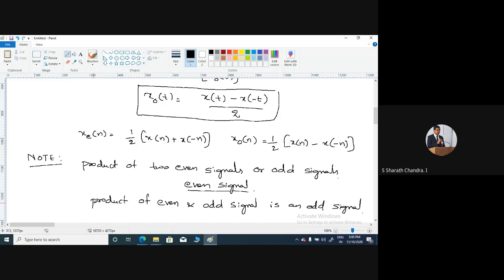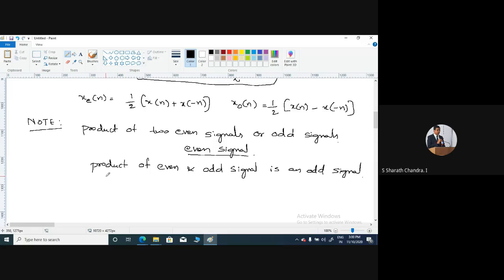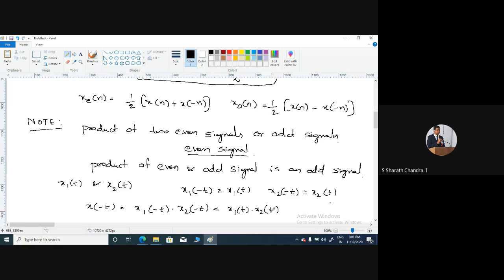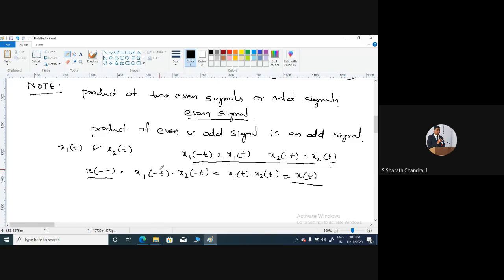We can also prove this very easily. Let me show the proof for even signals. If x1 of t and x2 of t are two signals which are both even in nature, then x1 of minus t is equal to x1 of t, and x2 of minus t is equal to x2 of t. Therefore, if you calculate x of minus t, that is equal to x1 of minus t into x2 of minus t, which is equal to x1 of t into x2 of t, and this is equal to x of t itself. That means we started with x of minus t and arrived at x of t. Since x of minus t is equal to x of t, I can say that the product of two even signals is also an even signal.